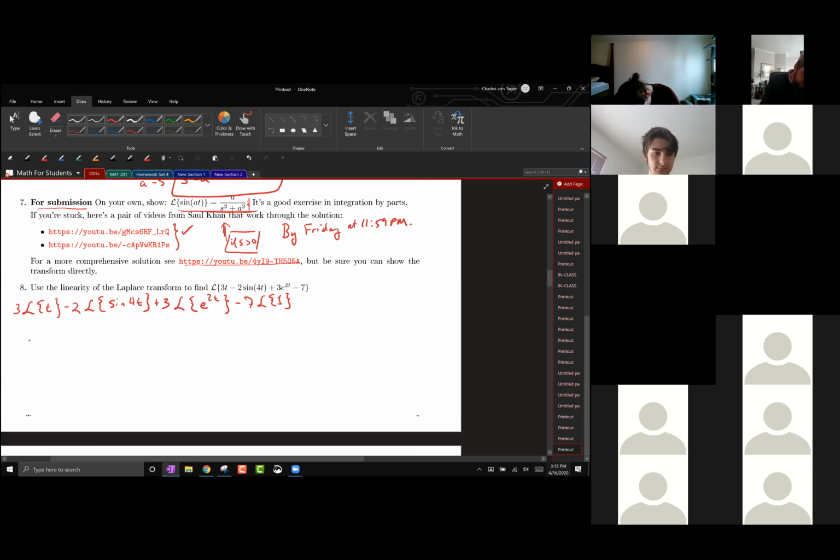Each one of these we've already done. This gives me 3 over s squared, minus 2 times... I guess we haven't done this one, but here's the rule for it right up above there... 4 over s squared plus 16, plus 3 times 1 over s minus 2, minus 7 times 1 over s. And you could then clean this up.